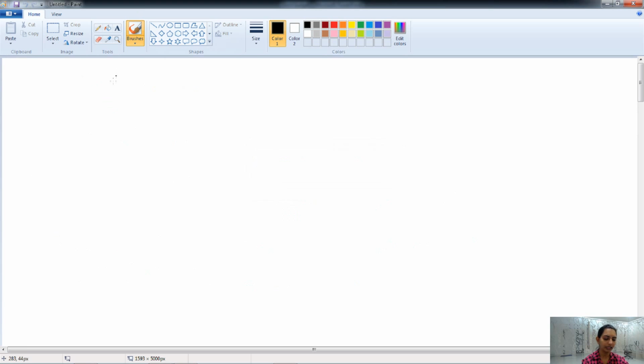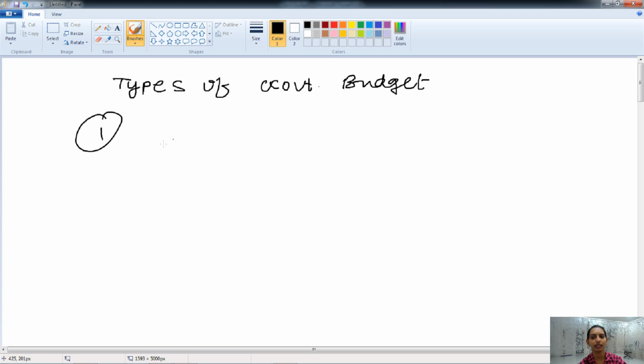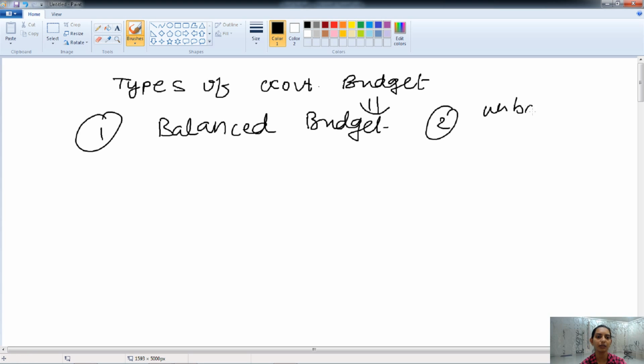Let's talk about the types of the government budget. Mainly the government budget is divided into two types. The first one is the balanced budget and the second one is the unbalanced budget.